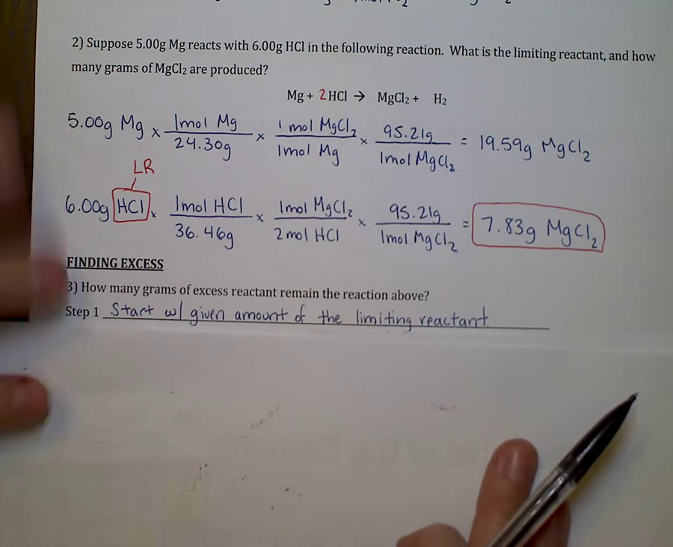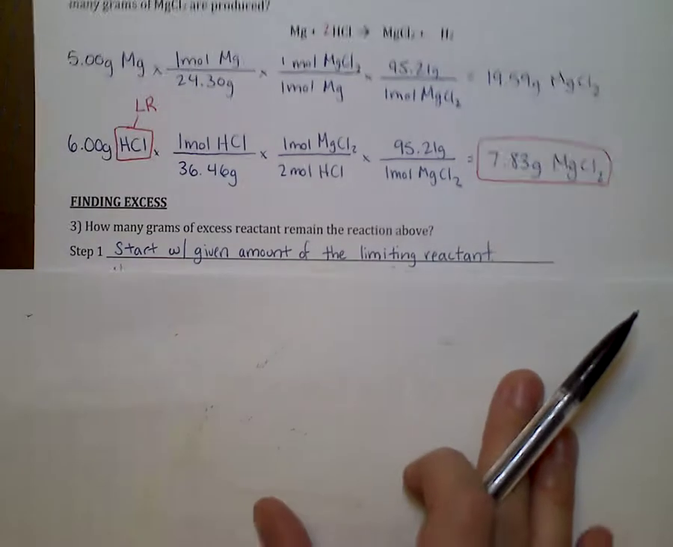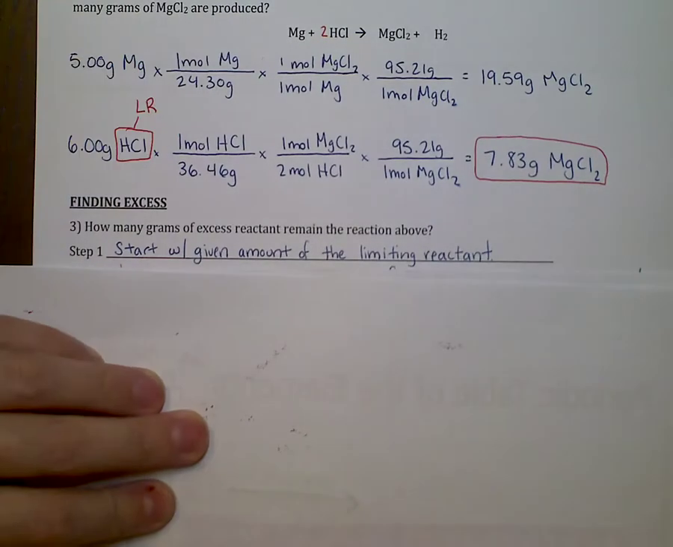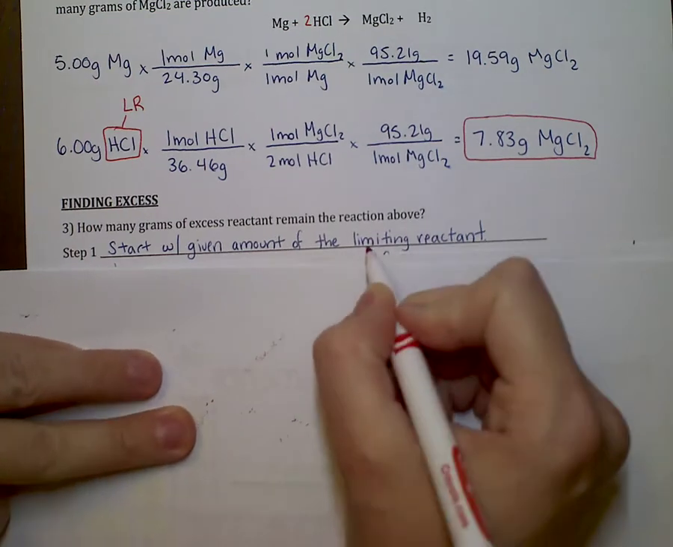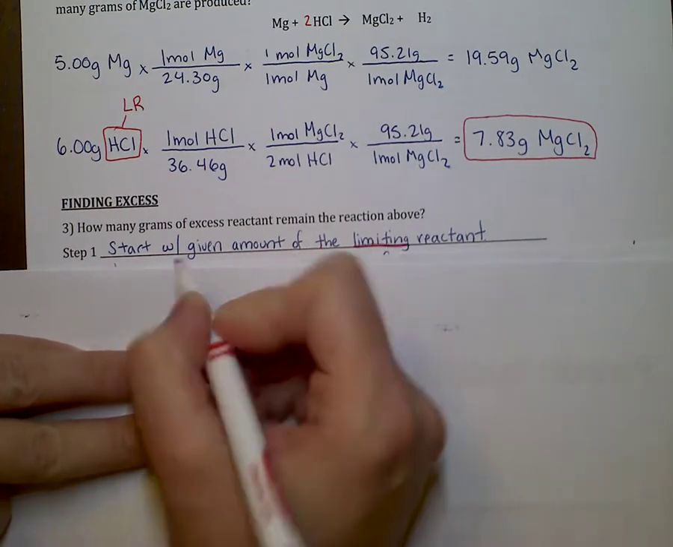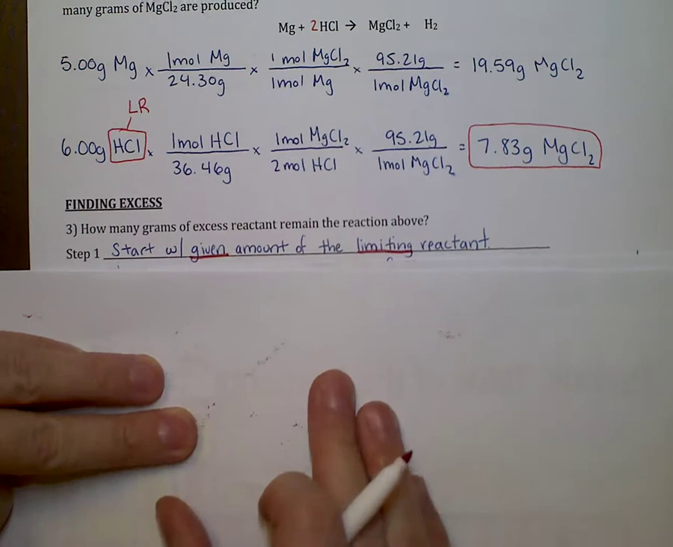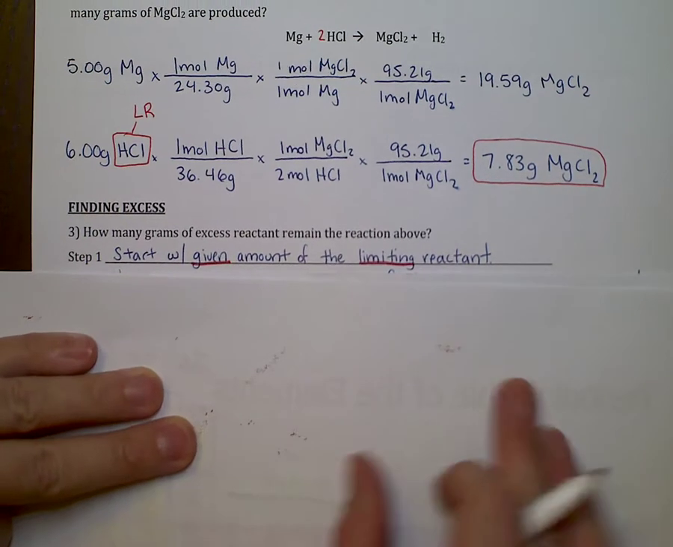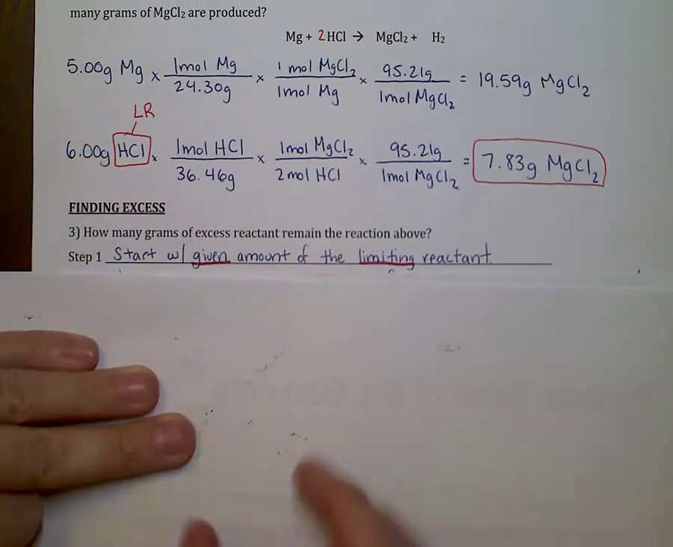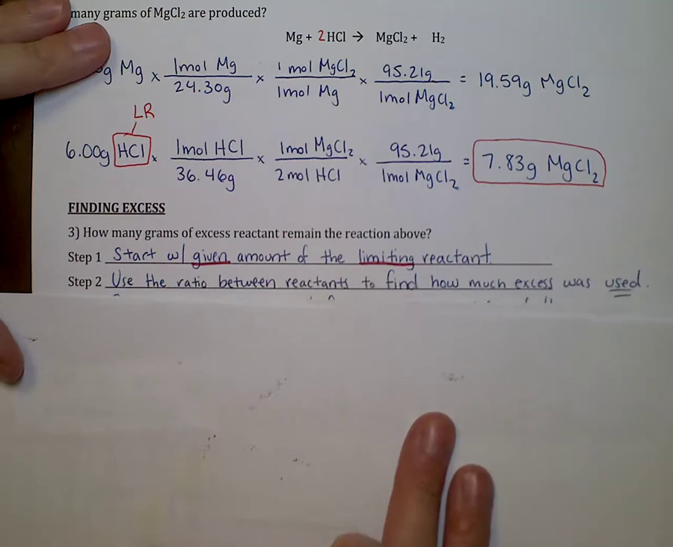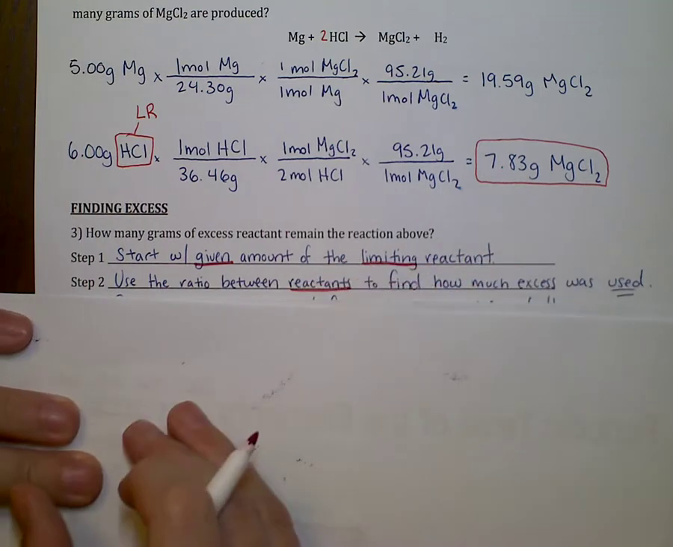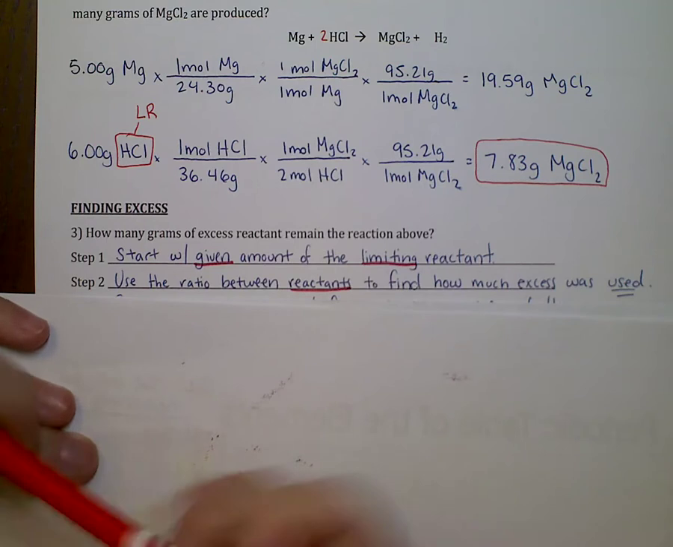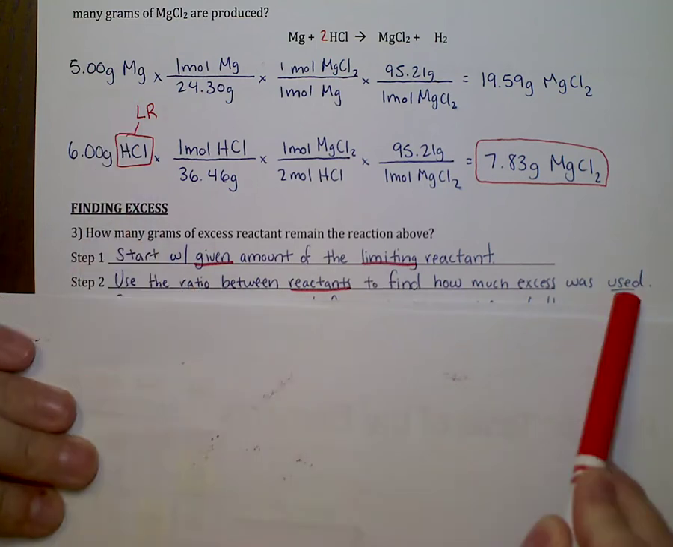So the first step of 3 is to start with a given amount of the limiting reactant. People always make the mistake and they start with the excess, but no, you should start with your limiting reactant and always start with the given amount that you were given. So in this problem, we're going to start with the 6 grams of the HCl. Then we're going to use the ratio between the reactants themselves. Again, we're not solving for products right now. We're solving for how much of the excess we used to react with the limiting to find our answer.